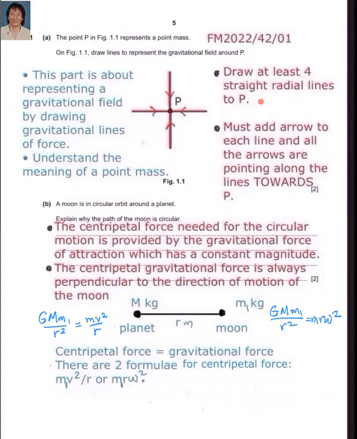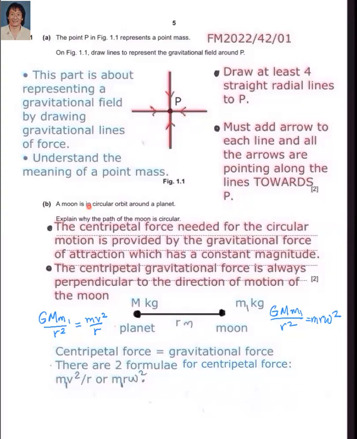The reason why you must draw 4 lines is because the lines must be equally spaced. You can see that the distance between the lines at a constant distance from P is the same. Then to get the second mark, we must add an arrow to each line, and all the arrows are pointing along the lines towards P. The reason is because a gravitational field always exerts an attractive force. So that's why the arrow is always pointing towards P. P will attract any object with a mass placed nearby.